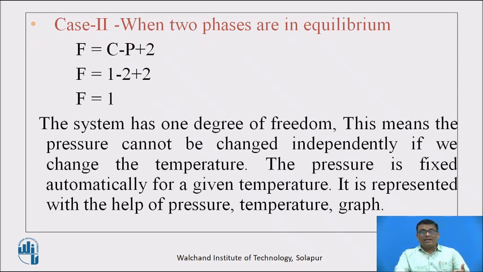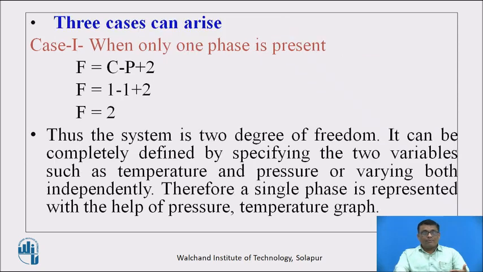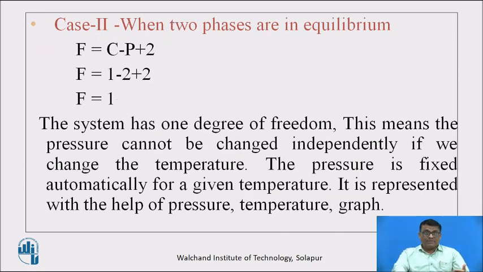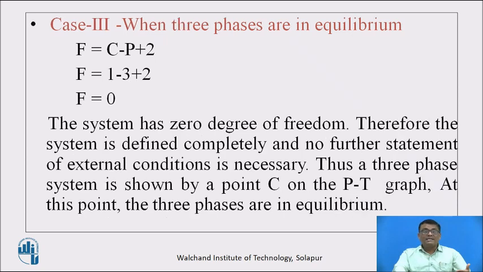Case 2, where two phases are in equilibrium. We have just observed one phase, and now we are observing two phases in equilibrium, where we get the value of F equal to 1. Similarly, in case 3, whenever three phases exist and we put 3 as the P value in the equation, we get the degree of freedom 0. What is the meaning of that? The system has 0 degrees of freedom. Therefore, the system is defined completely and no further statement of external condition is necessary.